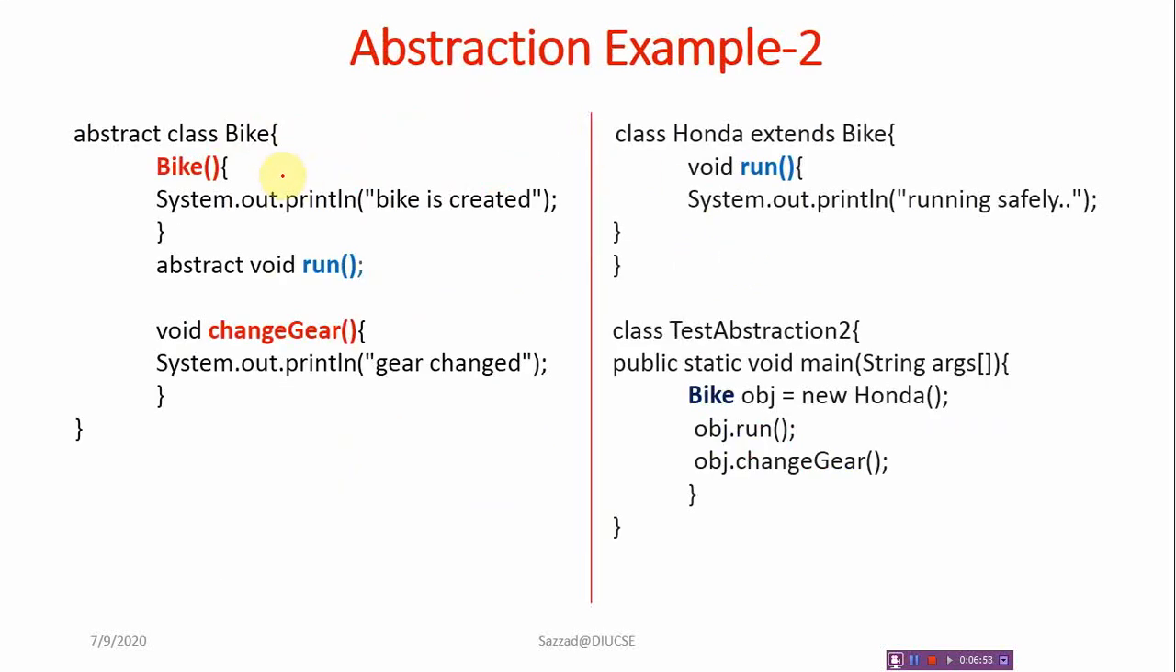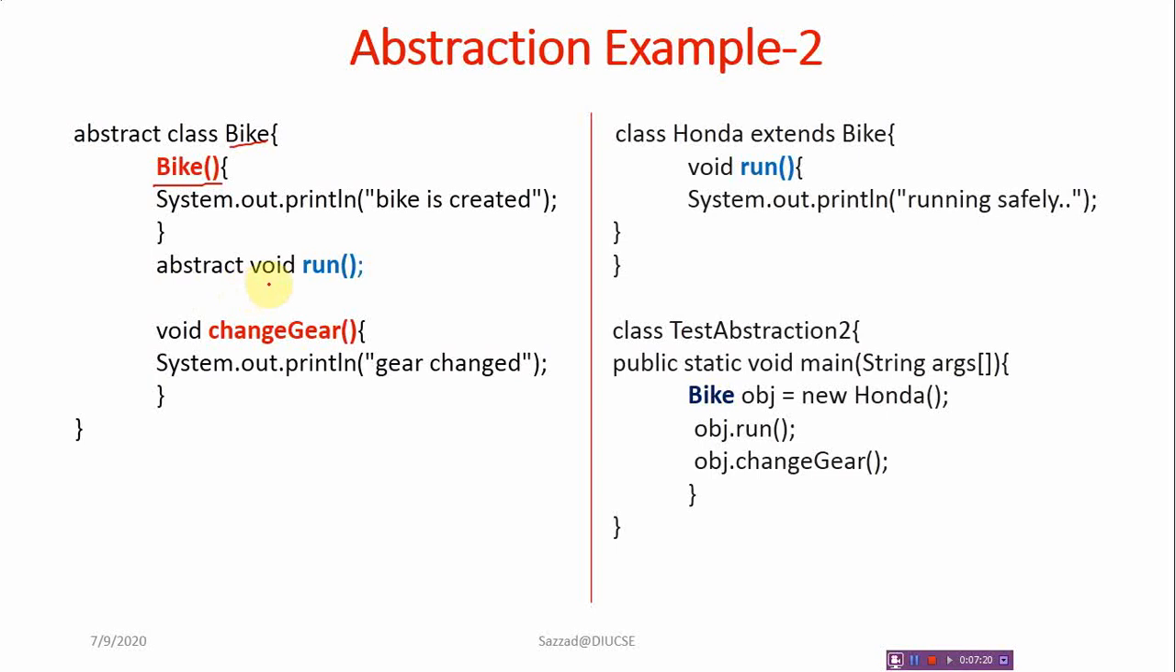So in example 2, you can see there is a class which is Bike, and it is declared with the abstract keyword. So it is an abstract class, and then there is a method called bike. You can see bike is a non-abstract method. There is no keyword mentioned, which means the default access modifier is used here. That means you can say that this is a non-abstract method.